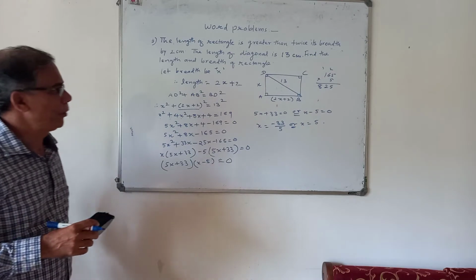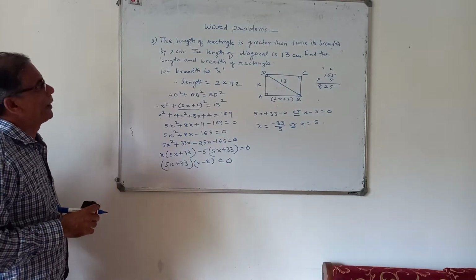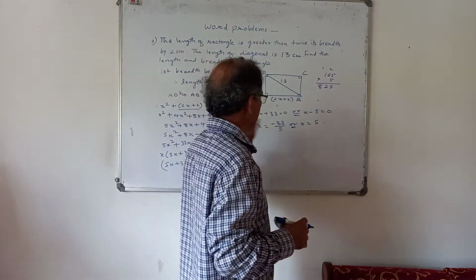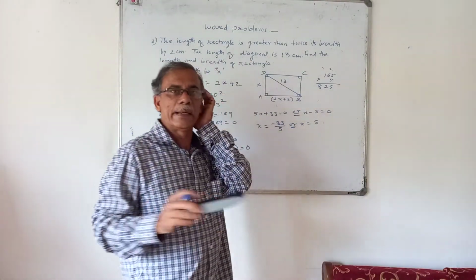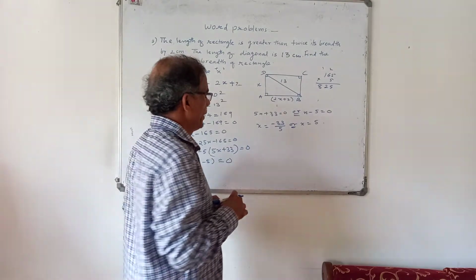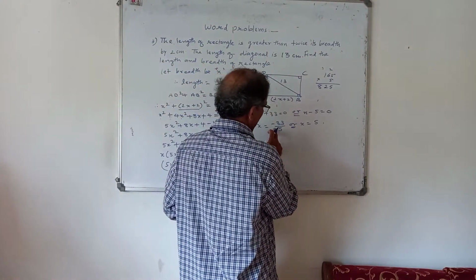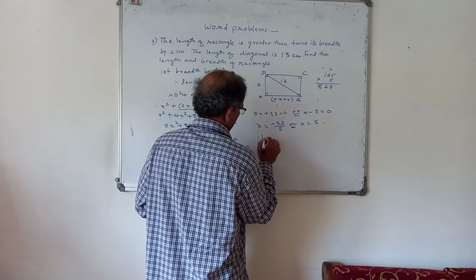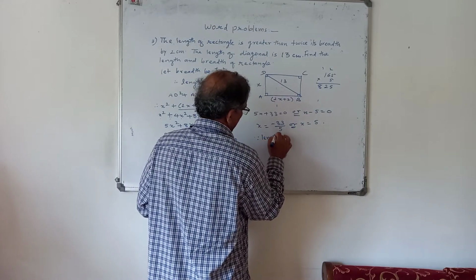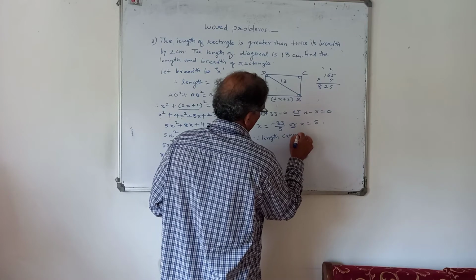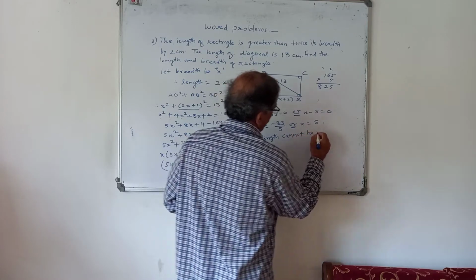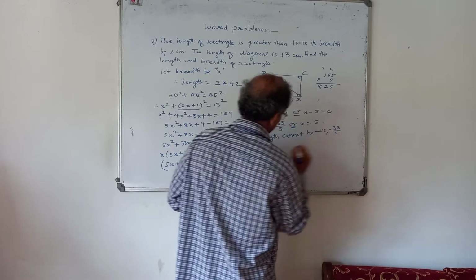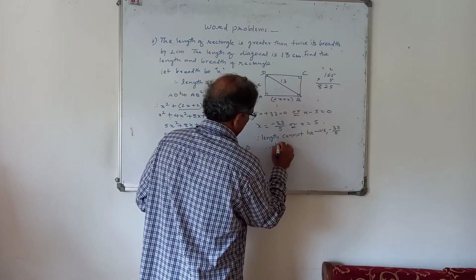So we have obtained two values of x. Now we are finding the length and breadth. Here one number we have obtained is negative, and we never measure length with a negative sign. So length cannot be negative. Since length cannot be negative, minus 33 upon 5 is discarded.